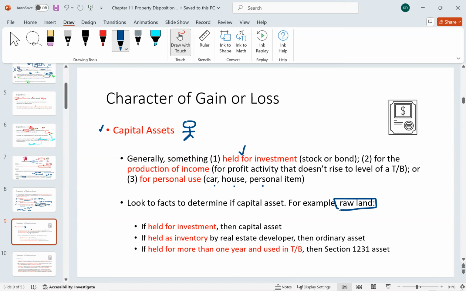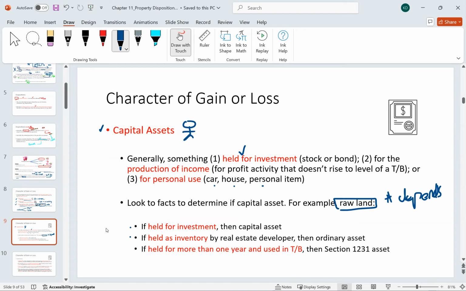So for example, raw land. If I came up to you and said, what is raw land? How would you put it in one of those three buckets? Well, you would say it depends on how the taxpayer uses it. If somebody were buying a plot of land on campus thinking it was going to go up in value because the campus is expanding, then it's like an investment, like a stock, and it would be considered a capital asset.